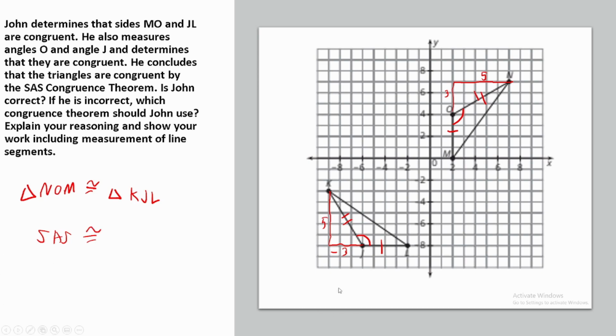And there we go. We are done with our review. These are all the problems that you might see or similar problems like this on your quiz.